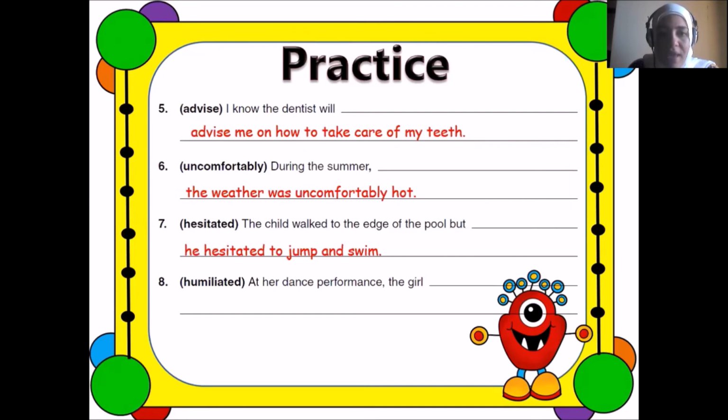Number 8, humiliated. At her dance performance, the girl forgot the moves and felt humiliated. When you forget to do something on stage, you feel embarrassed, okay? So you feel humiliated.